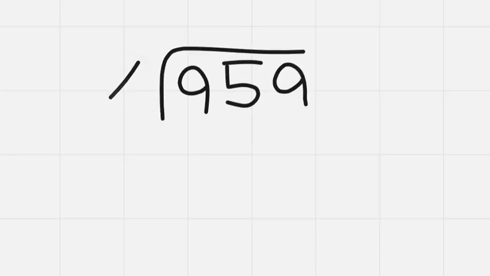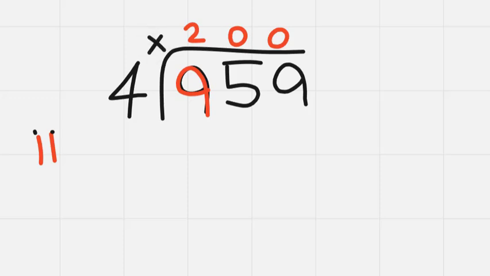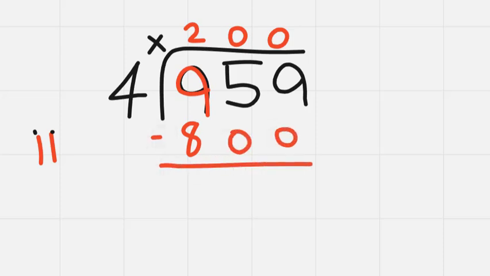Our next problem is 959 divided by 4. We'll begin by looking at the first number, which in this case is 9. Let's count by 4 until we get as close as we can to 9 without going over. 4, 8, 12. That's too high, so we stop at 8. That's 1, 2 fours. We'll put the 2 up top and add the 2 zeros, and then we'll multiply. 4 times 2 is 8. We add the 2 zeros, and then we'll subtract.